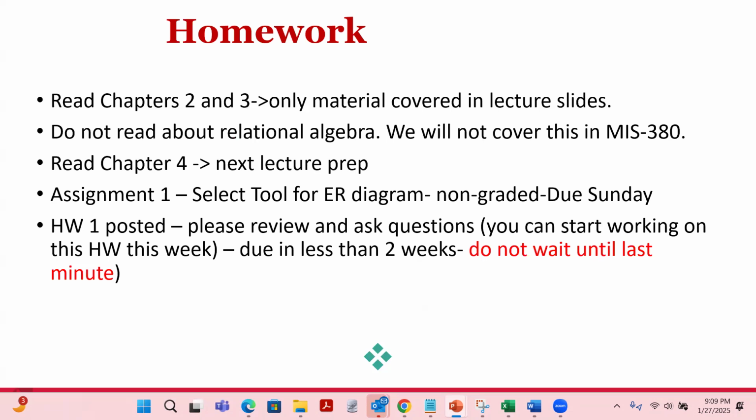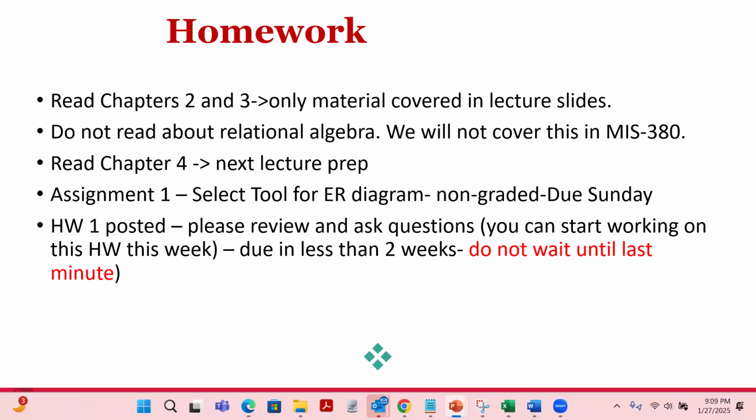Homework for the next week is to read chapters 2 and 3. Please make sure to read only material covered in this lecture slide. Chapters 2 and 3 have a lot of extra material. You're welcome to read through that or skim through that, but material that is not covered by lectures is not going to be covered by exams. So again, this is outside of the scope of this course, but you're welcome to read everything.